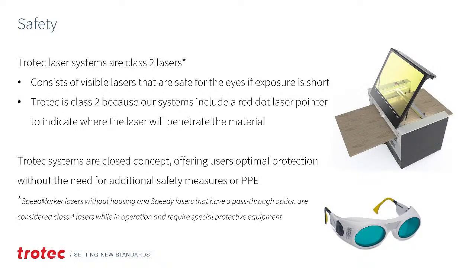Our systems are all class 2 lasers. They consist of a visible laser, safe for the eyes and exposure. The only exposure to potential lasers is a red dot pointer. All laser systems are safety interlocked and closed concept, offering users optimal protection without the need of any added safety or PPE. The systems can be opened up in some cases, but that is typically not done in makerspaces and schools. When systems are enclosed, it's as safe as your standard laser printer, so there are no safety requirements in schools because of that. There are redundant safety systems built into every laser system that we make.